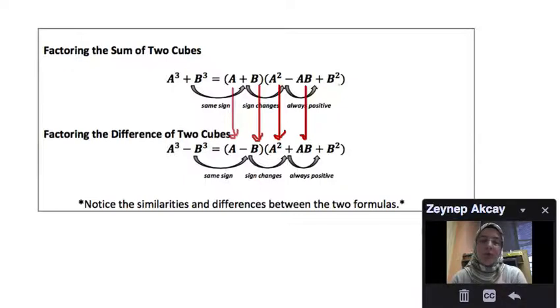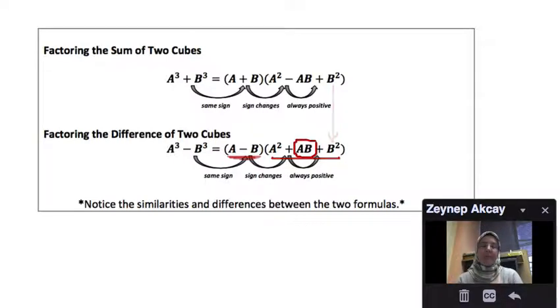So in the two formulas, look at the similarity between them. In both of them, we have a and b in the first power in the first parenthesis. And in the second parenthesis, we have a squared, b squared, and their product, a times b. And I will also give you a short, easy way to remember the signs.